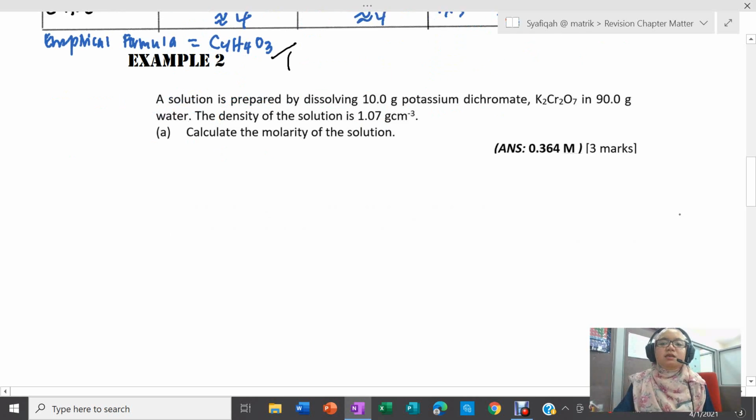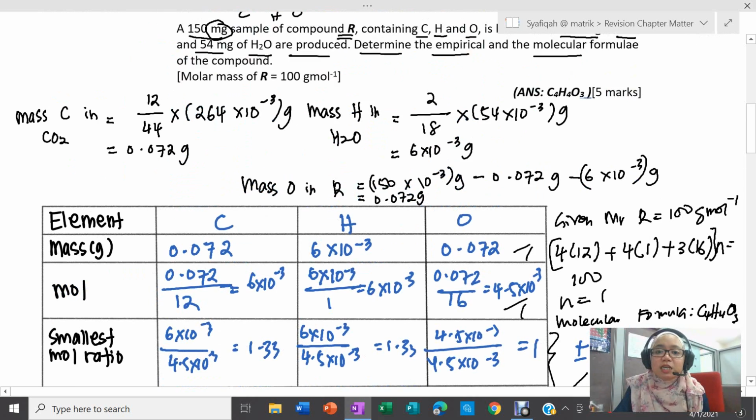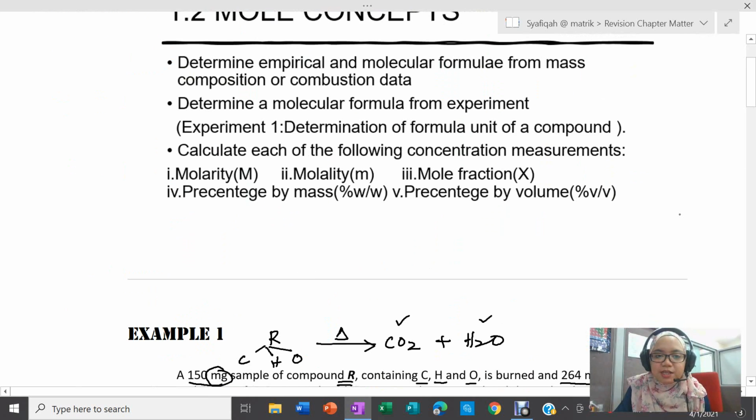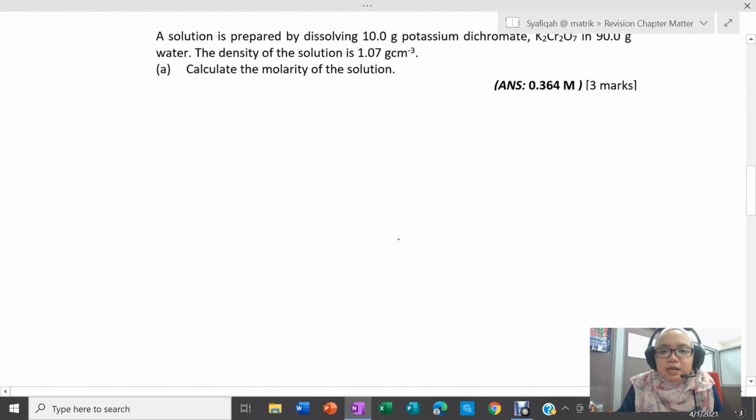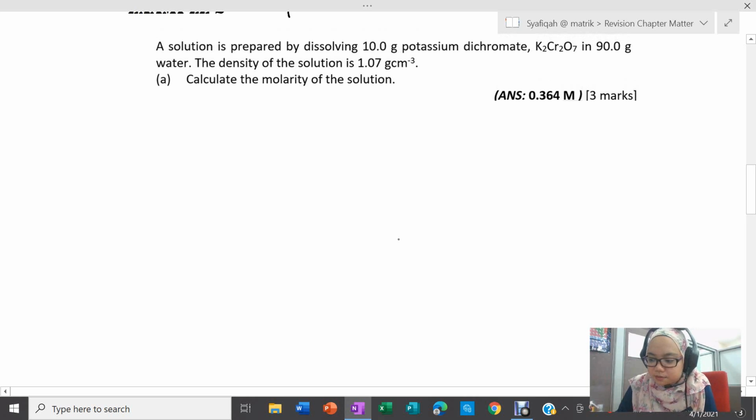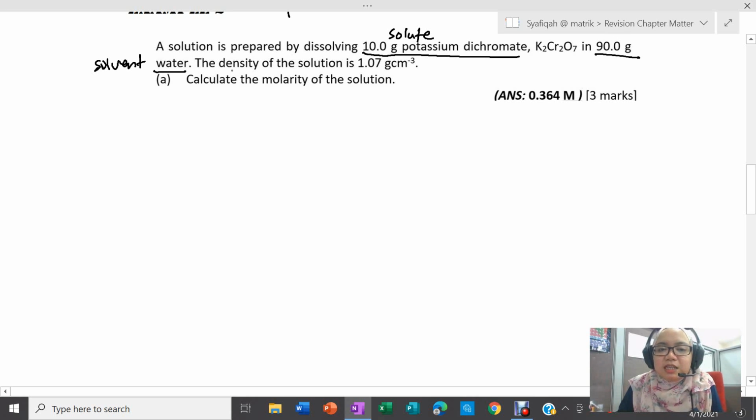Okay, next question. Kita nak jawab yang learning outcome yang ketiga tadi. Tadi yang example 1 tadi, we have covered learning outcome 1 dengan 2. Okay. Untuk example 2. Question said that a solution is prepared by dissolving 10 gram of potassium dichromate in 90 gram of water. So dekat sini awak tahu potassium dichromate ni is a solute. Water is a solvent. Betul? And dia kata density of solution is 1.07 gram per centimeter cube.